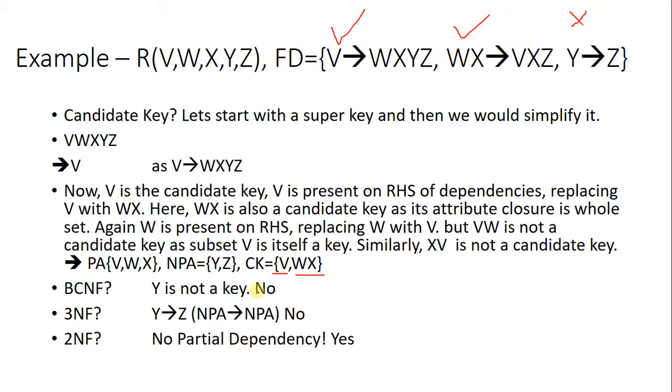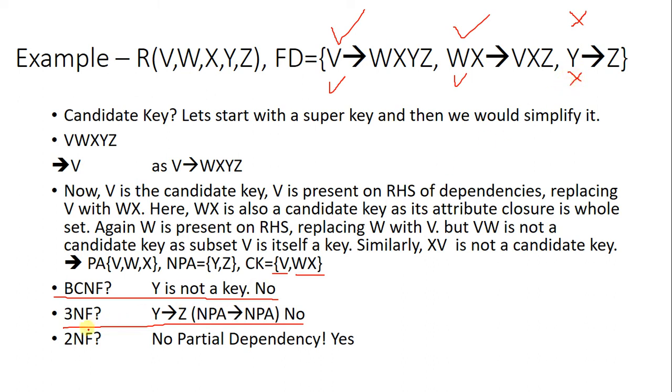Next we check for third normal form, and the third normal form says a non-prime attribute should not determine a non-prime attribute. This is a prime attribute, yes, and this is a prime attribute, yes, but this is not a prime attribute. So again it is not in third normal form.